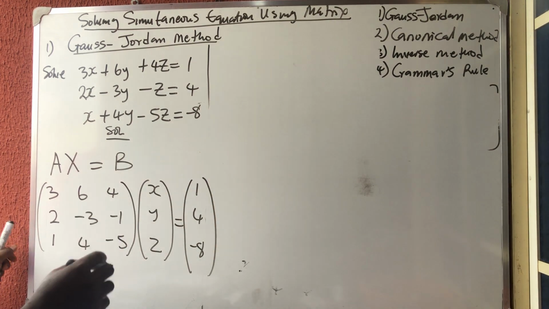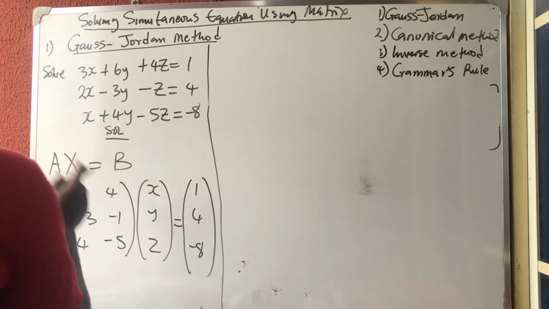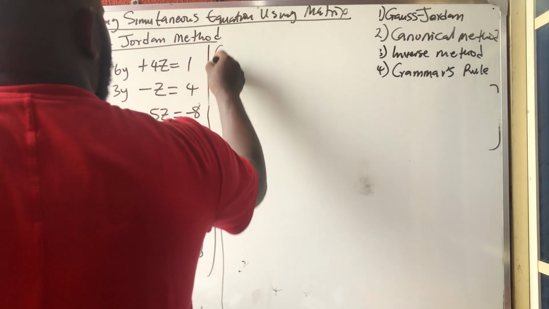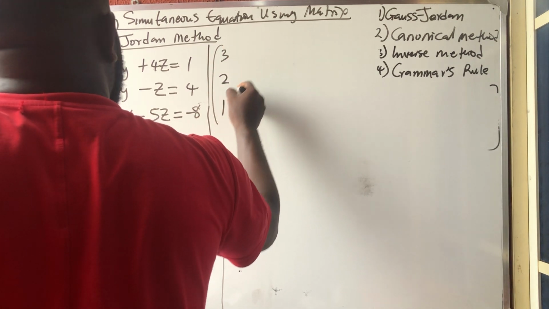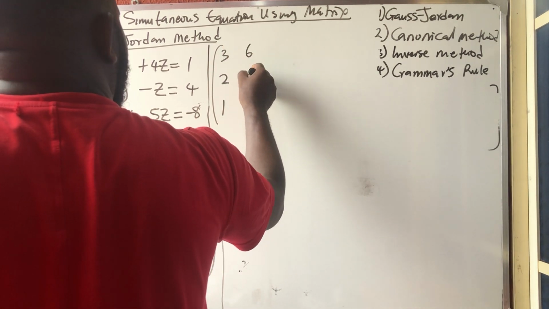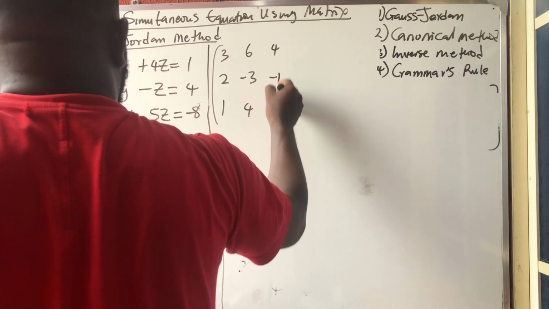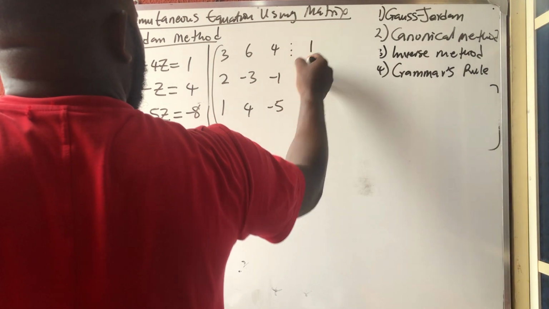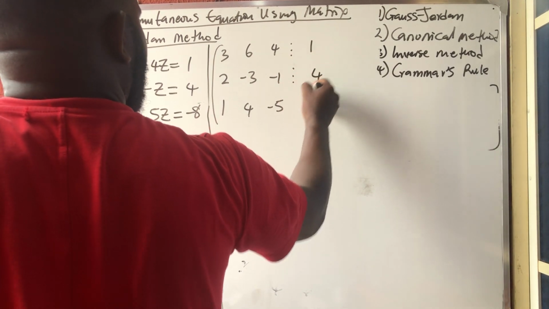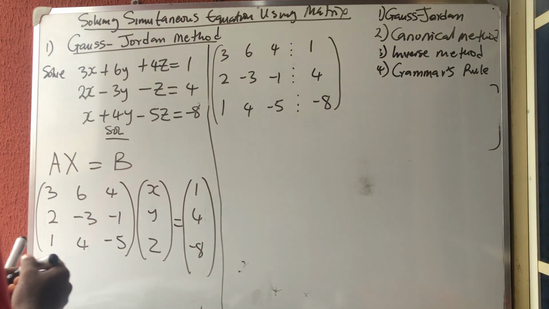Okay, so let us now continue. So bring this one together with this. If I bring it together, I'm going to have 3, 6, 4 bar 1; 2, minus 3, minus 1 bar 4; 1, 4, minus 5 bar minus 8. So let us start our echelon reduction.